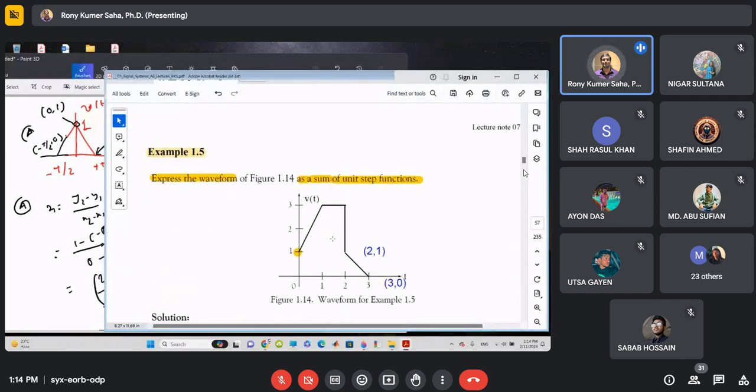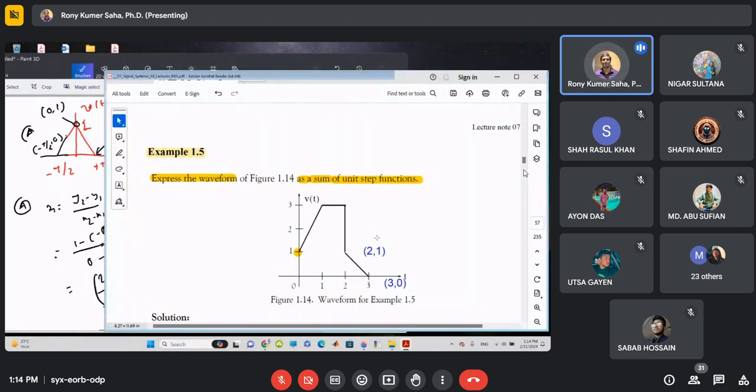And now, how about this one? What do you think? Can you try this one? Express this waveform as a sum of unit step functions.